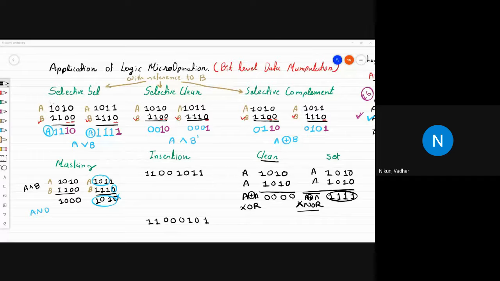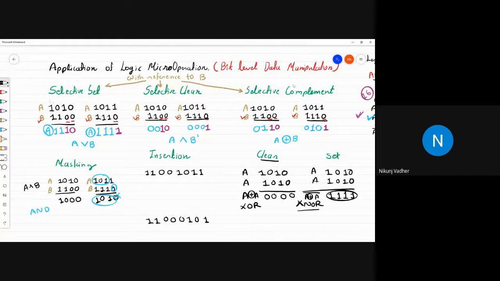Let's start our session. In the last lecture, we discussed the various logic micro operations. Then we discussed a simple logic circuit which implements the four basic logic micro operations: AND, OR, NOT and XOR. And we started with the application of logic micro operations. In that we discussed selective set, selective clear, selective complement, masking, and clear and set operation.